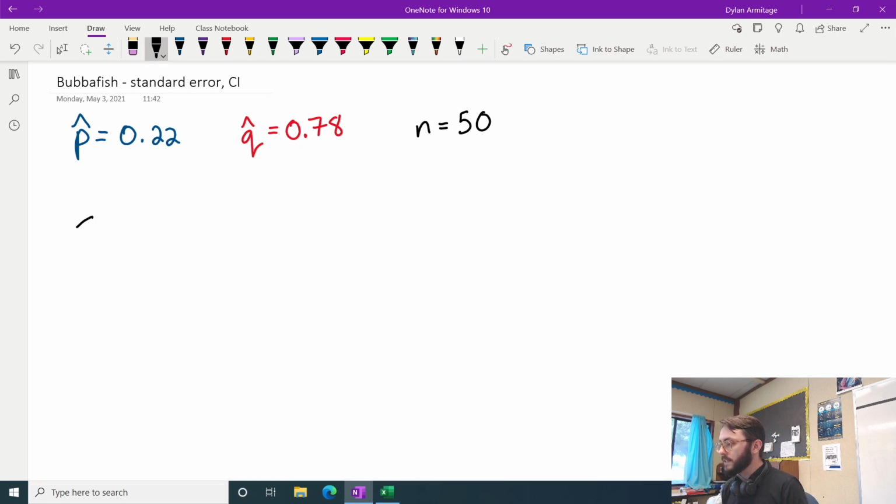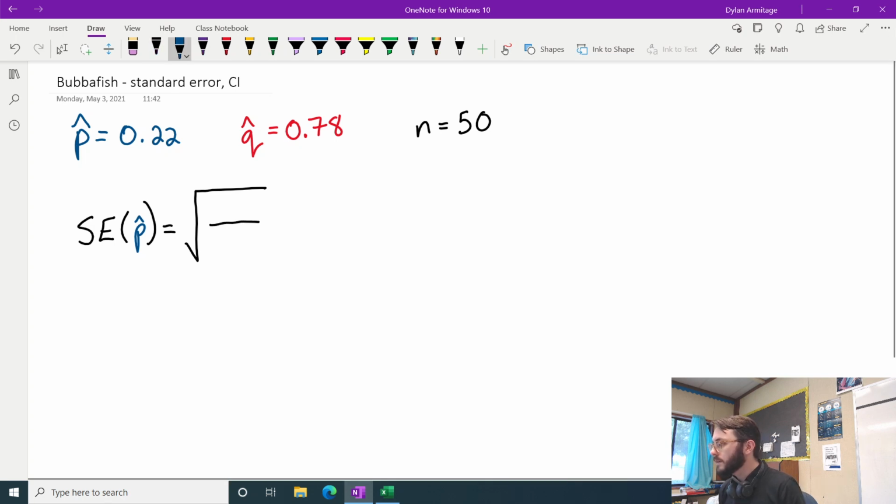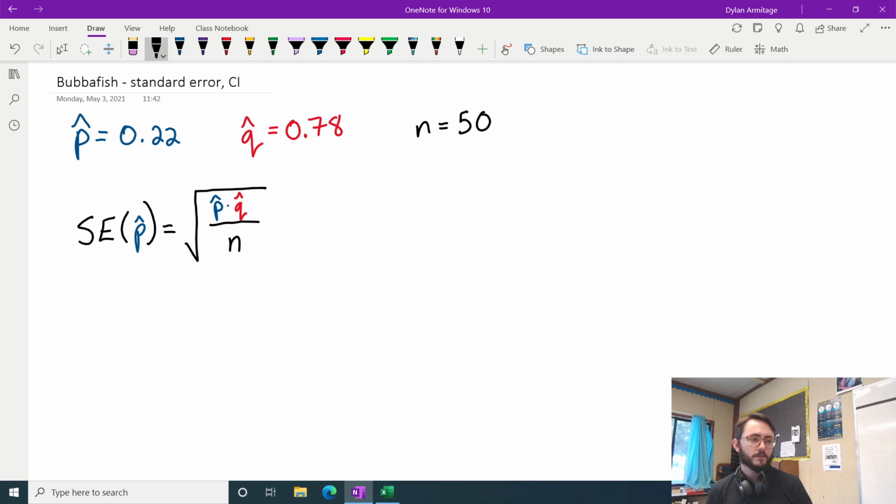And so the standard error of p hat is equal to the square root of p hat times q hat divided by n.